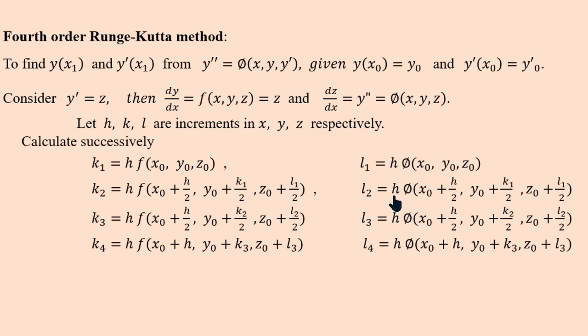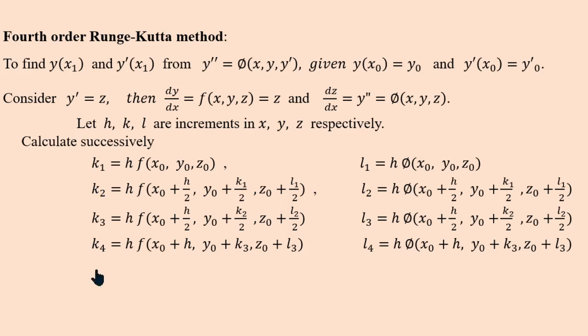And L2 is h into phi of x naught plus h by 2, y naught plus k1 by 2, z naught plus L1 by 2. And k3 is h into f of x naught plus h by 2, y naught plus k2 by 2, z naught plus L2 by 2. Here L3 is h into phi of x naught plus h by 2, y naught plus k2 by 2, z naught plus L2 by 2. And similarly k4 and L4, that is h into f of x naught plus h, y naught plus k3, z naught plus L3. Here L4 is h into phi of x naught plus h, y naught plus k3, z naught plus L3.